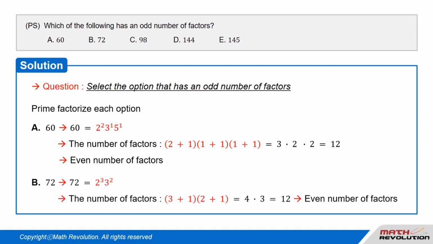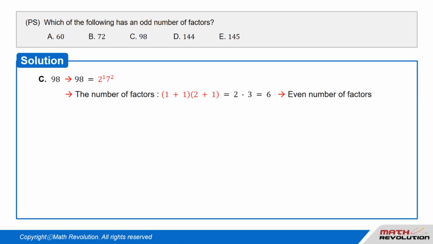B. 72. Now, 72 equals 2 to the power of 3 times 3 to the power of 2. So the number of factors is (3 plus 1) times (2 plus 1), which equals 4 times 3, which equals 12. Thus, 72 has an even number of factors.